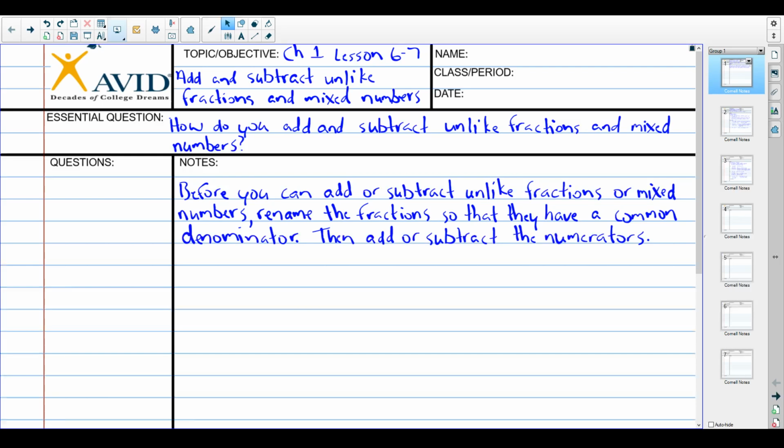I guess I can narrate while you write down. So our central question, how do you add and subtract unlike fractions and mixed numbers? That's our big goal. And then the big part of the notes is just a reminder of how this works, which is that you cannot add or subtract unlike fractions without a common denominator. So first thing you do is rename it so that they have a common denominator. And then you add or subtract like we did earlier.